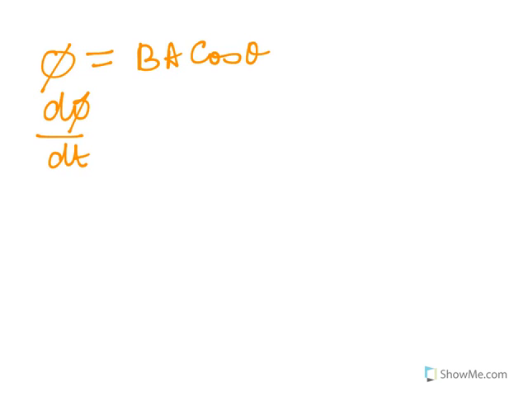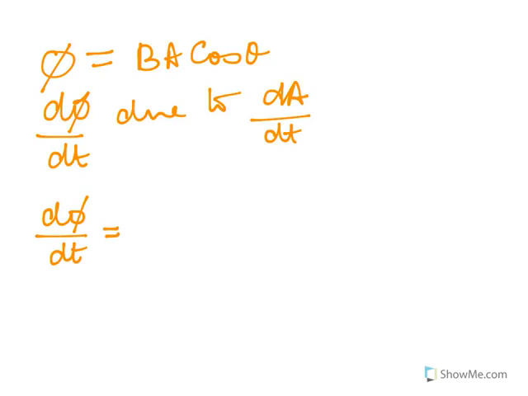Now phi is equal to BA cos theta. We have spoken about d phi dt due to dB dt. Now let's talk about d phi dt due to dA dt, that is change in area. In that case, we can write d phi dt is equal to B cos theta dA dt.